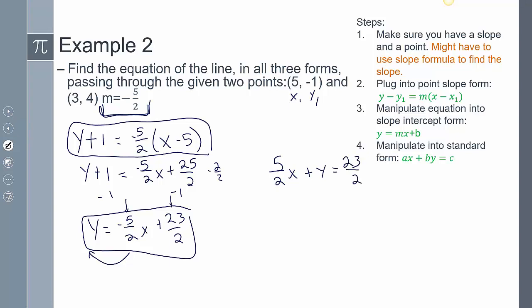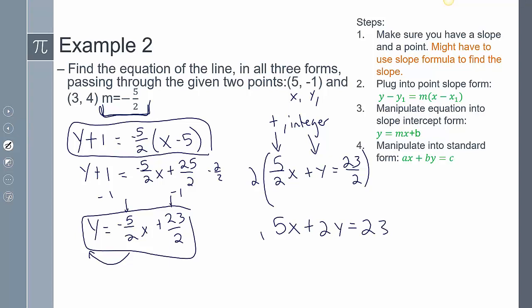Now the one little issue with the standard form is this has to be positive and an integer. So basically, because it's a fraction, I have to get rid of the denominator. So I have to multiply everything by 2. Now this also has to be an integer, so just be aware of that, the value in front of y. So I'm going to get 5x plus 2y equals 23. And so that right there is going to be the standard form.